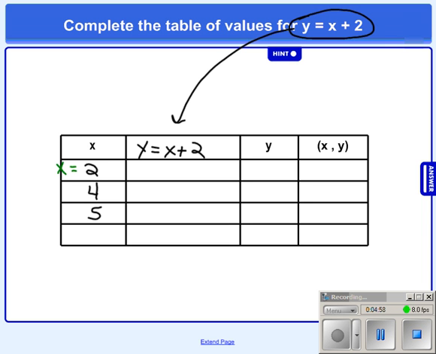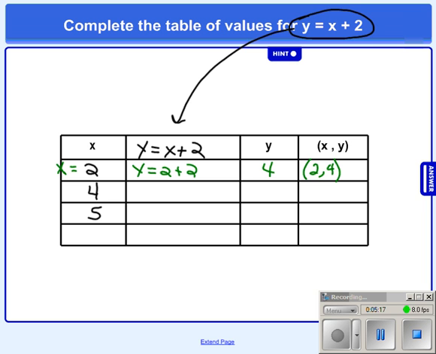So all I need to do is substitute my x over here, and I have y equals 2 plus 2. And if y equals 2 plus 2, y equals 4. So my coordinates would be 2, 4, right?